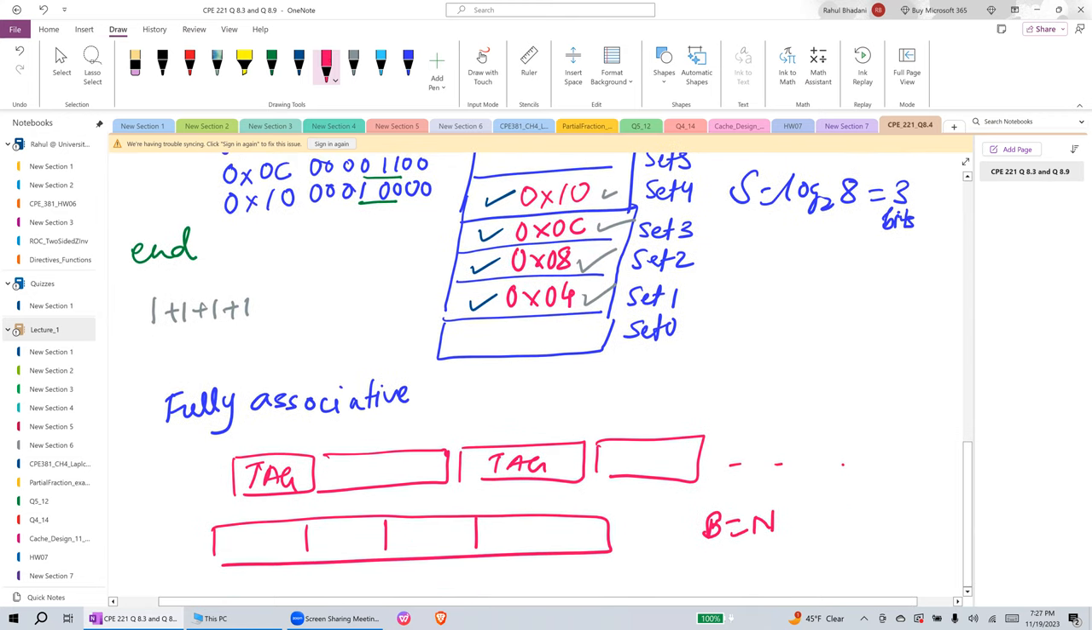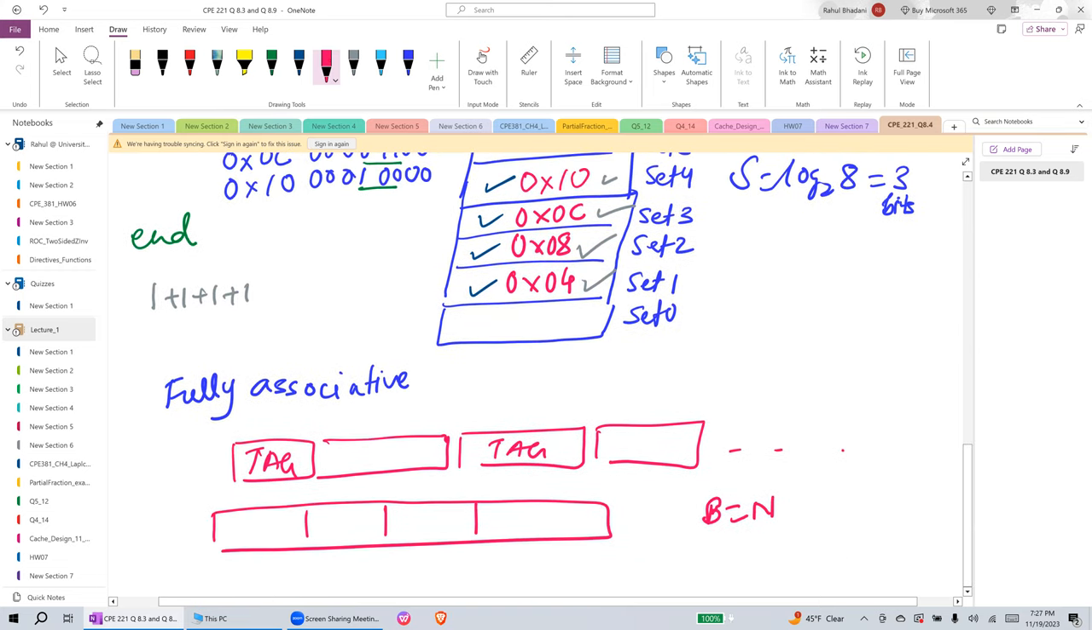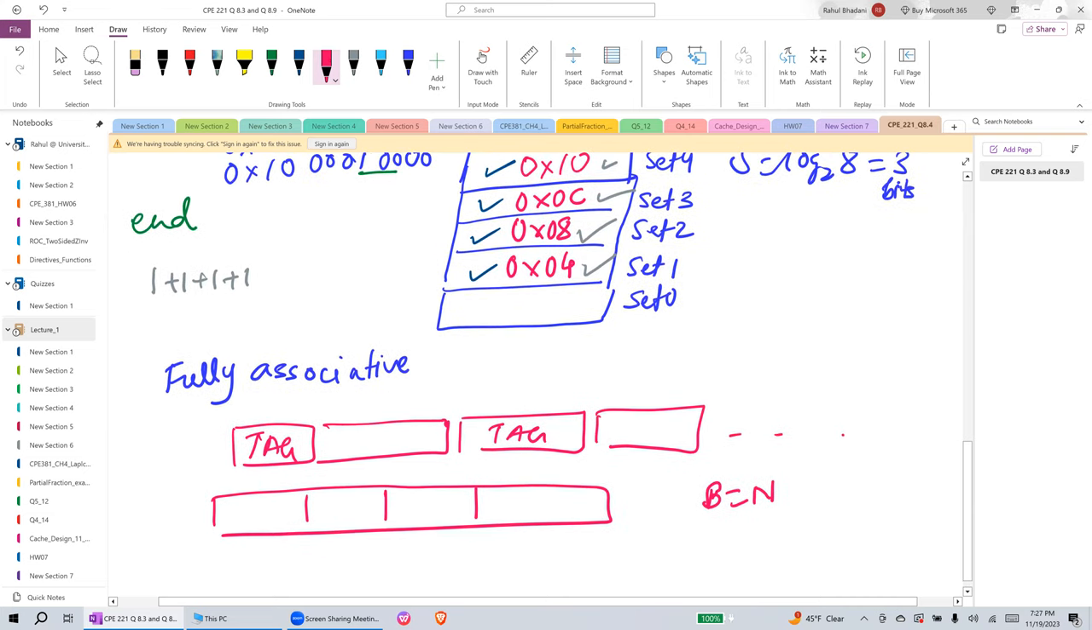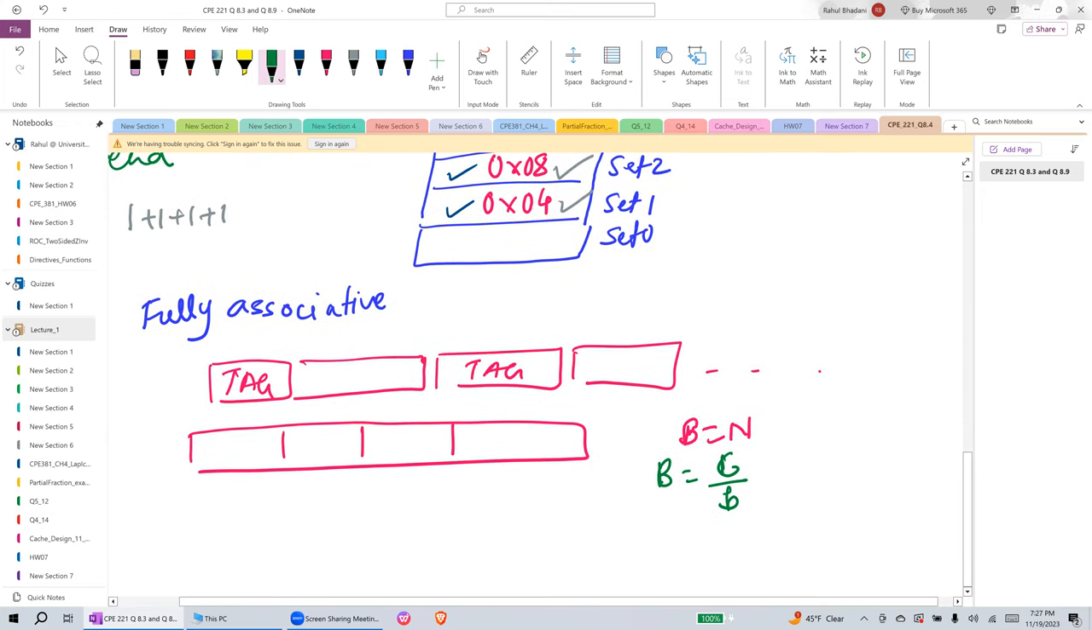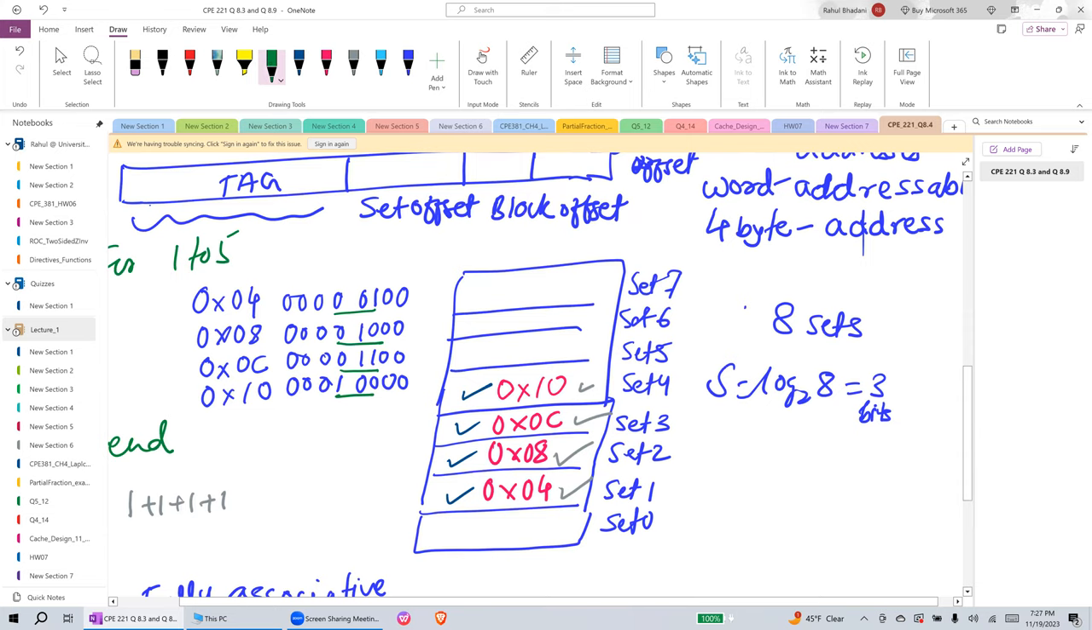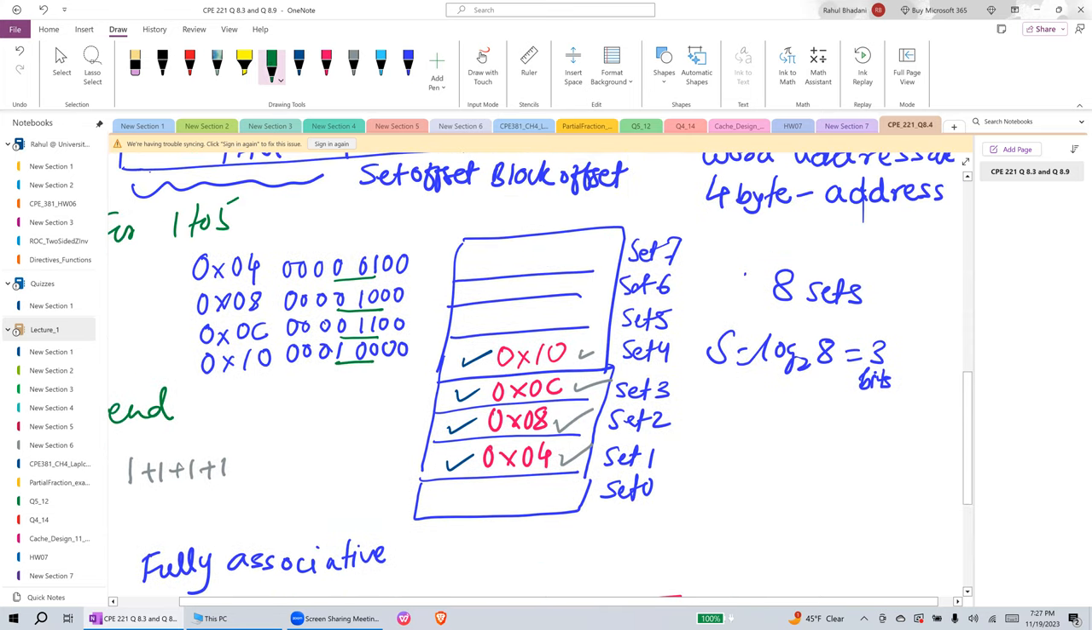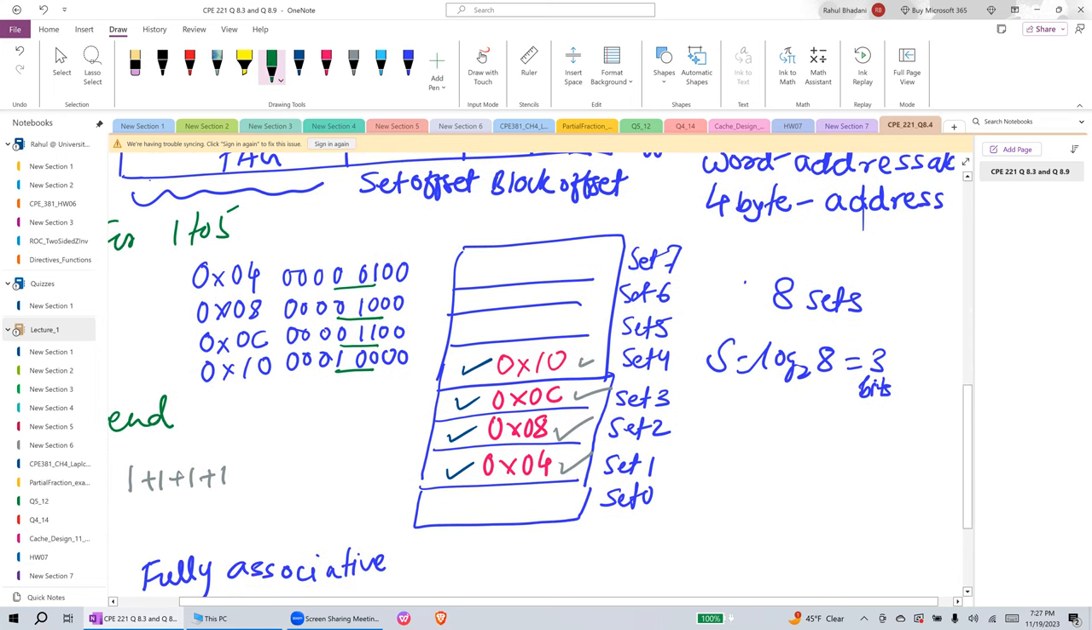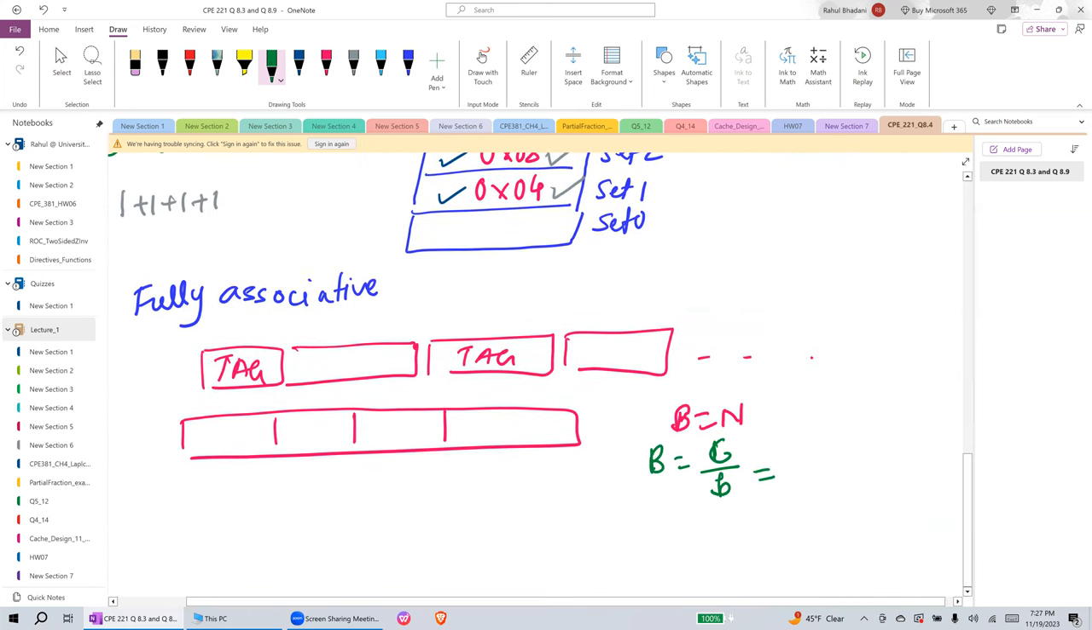Let's say in this case, how many blocks do we need? Let's make a calculation. We will be needing C by small b, which is again easier in this case. We considered 8 sets. For simplicity, I will just say that we need a total of 4 blocks, the same as above, but in 4 rows, and there is no set. So any of the addresses can map into this.